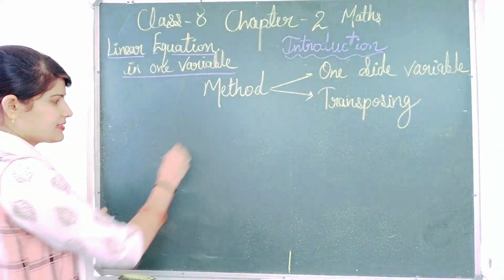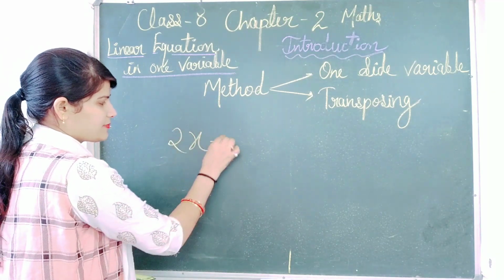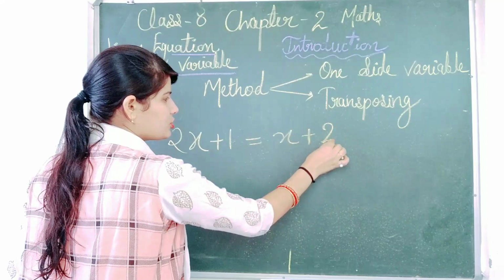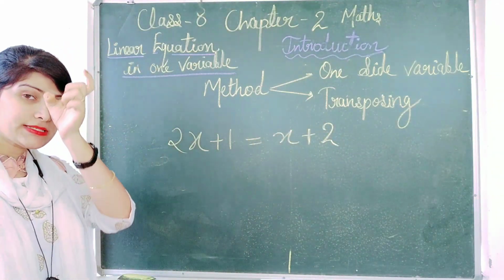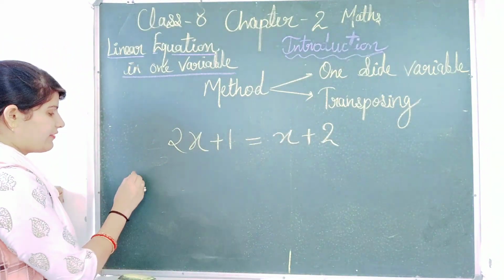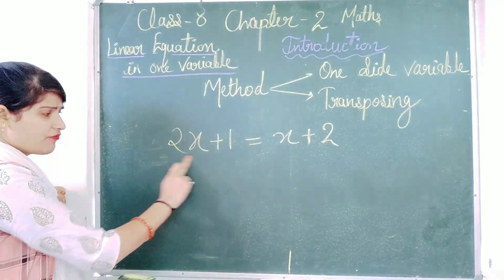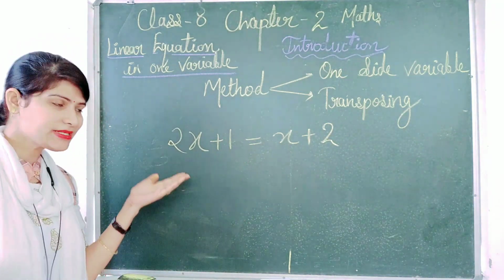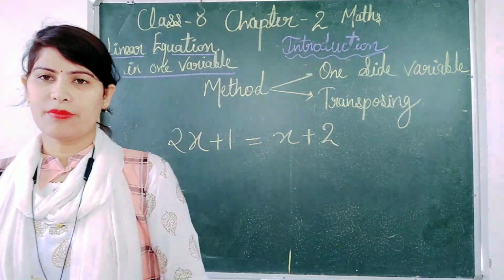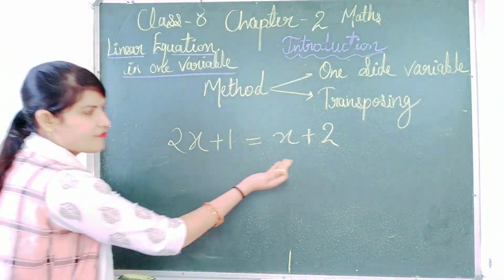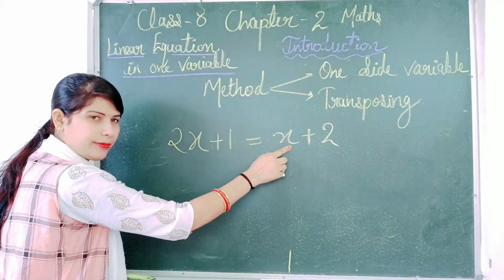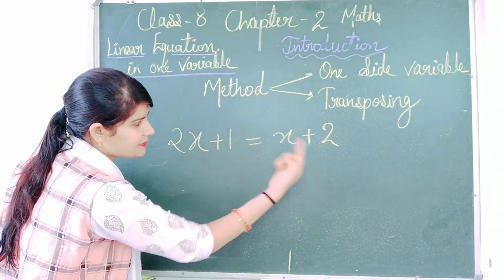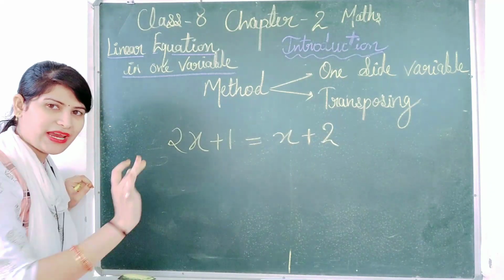It's like 2x plus 1 equal to x plus 2. Here I am taking this. Now what we have to do is, variables are solved with variables and numbers are solved with numbers. So first arrange the variable: transfer this variable to this side, and plus 1 to this side. As you know, the sign will be changed.